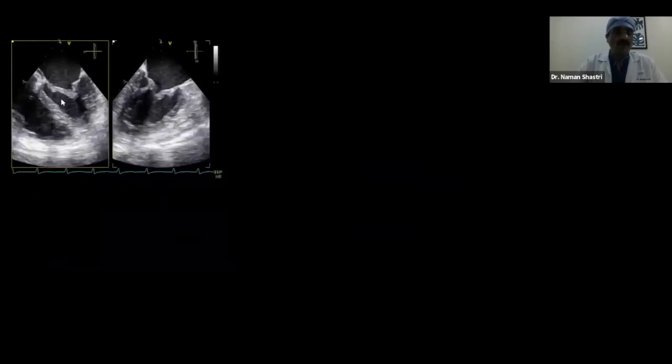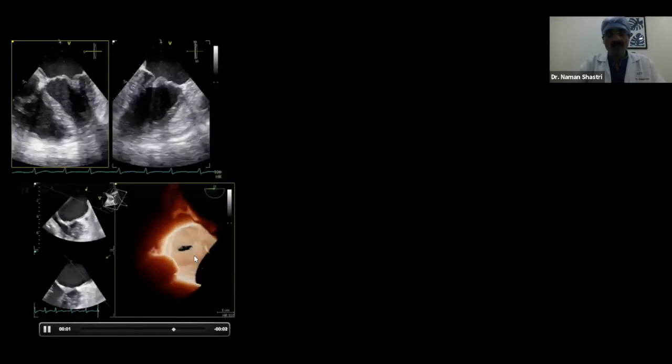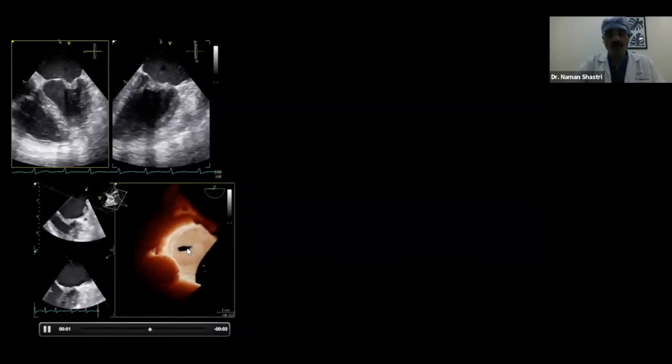Now in one plane, the same patient, the same case, it's hardly any opening. In the other plane, you can see the very significant good opening. So here on 3D echocardiography, you can see that both commissures are very, very badly fused. You can see there's very narrow opening.